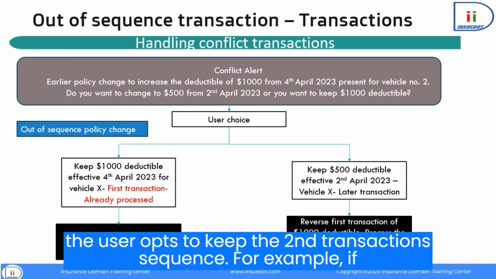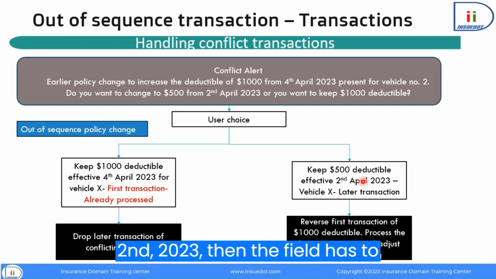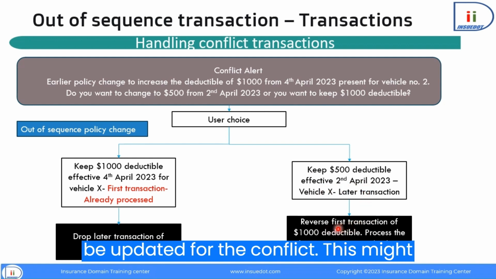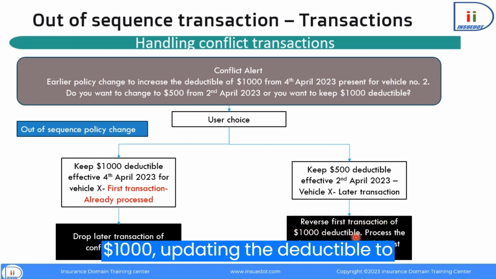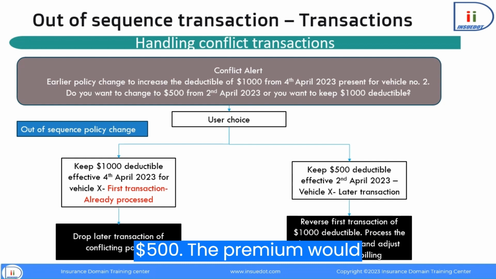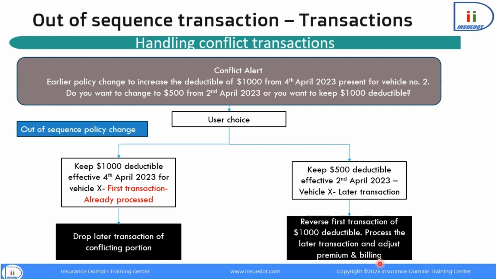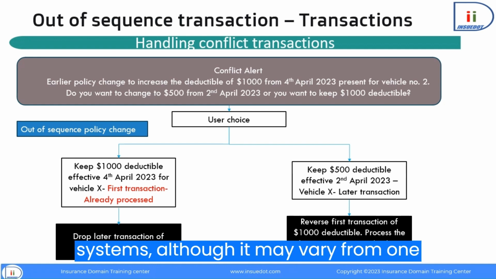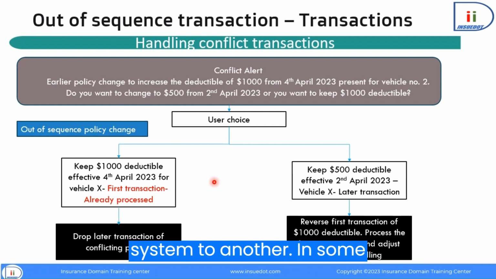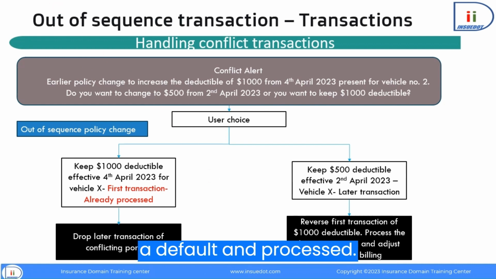For example, if the user opts to keep the second transaction's $500 deductible effective from April 2, 2023, then the field has to be updated for the conflict. This might involve reversing the first transaction of $1,000, updating the deductible to $500. The premium would need to be recalculated, and billing installments adjusted accordingly. This is the typical process for handling out-of-sequence conflict transactions in systems, although it may vary from one system to another. In some systems, the later transaction is taken as a default and processed.